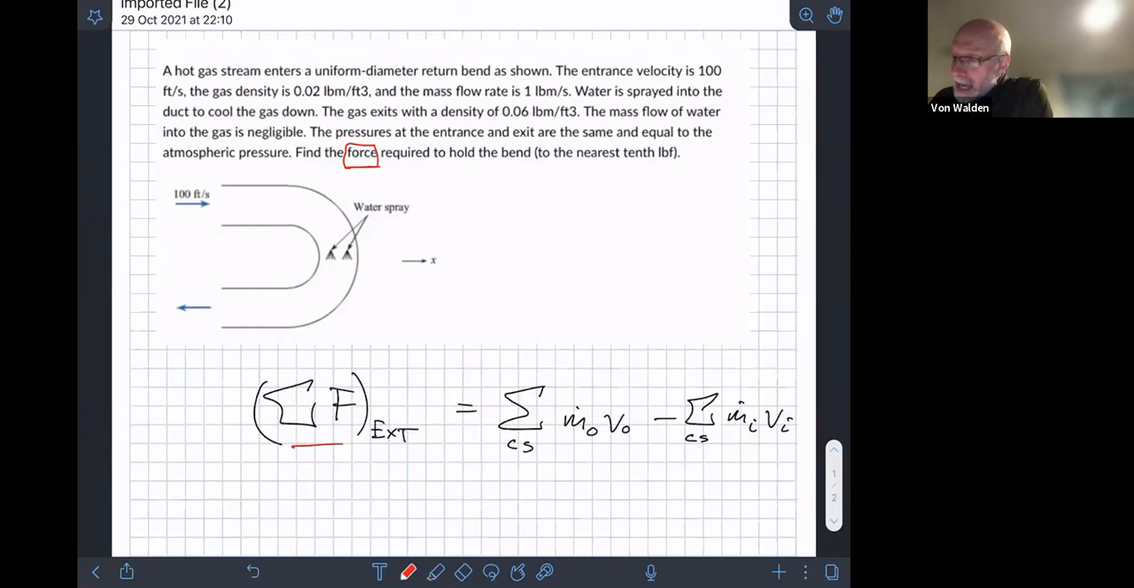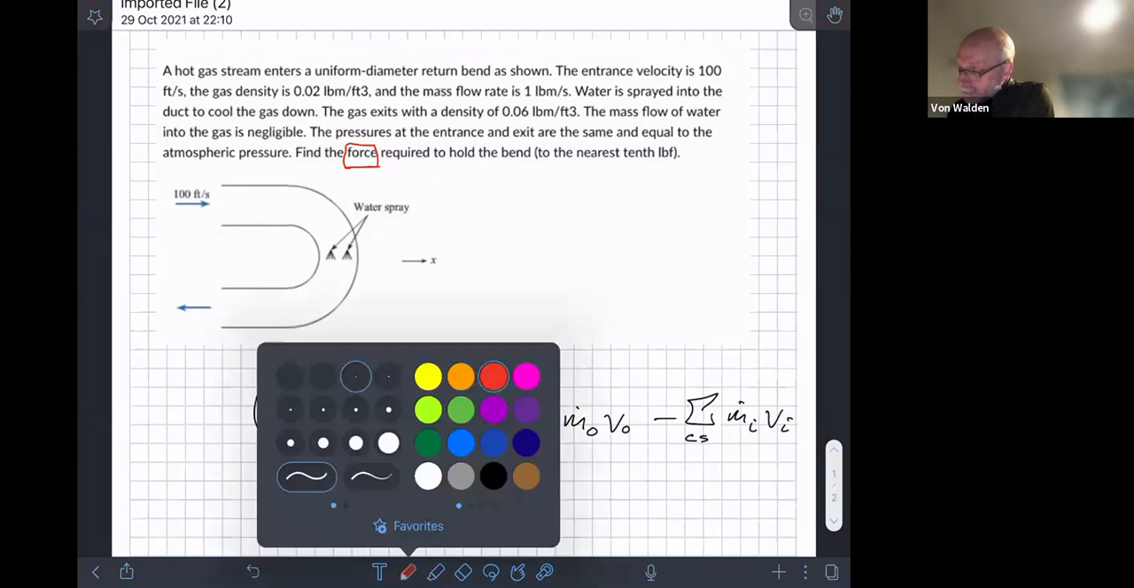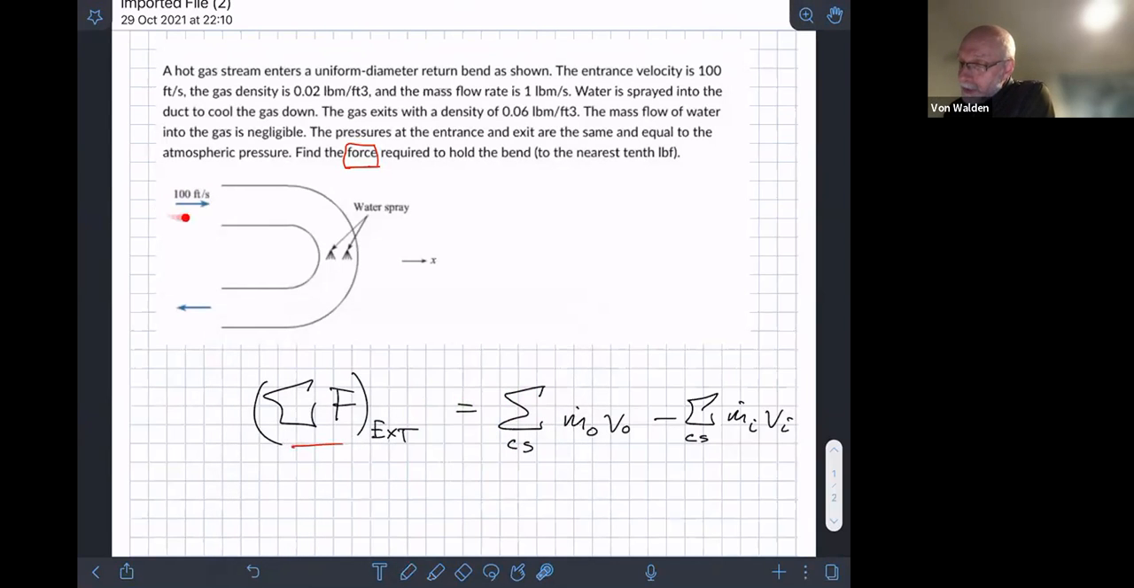So we have a hot gas stream that enters a uniform diameter return bend as shown. Now, this is important, the fact that it's a uniform diameter, because that means that we're not going to have any necking down, we're not going to have any increased velocity, if you will, at least due to the pipe. This is a kind of tricky problem because the velocity does change for another reason.